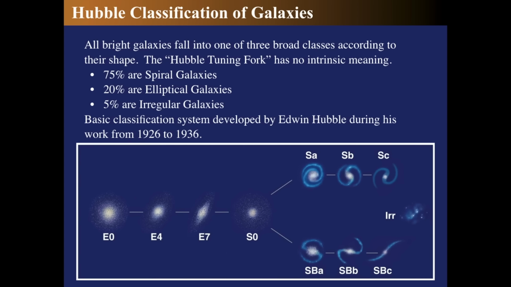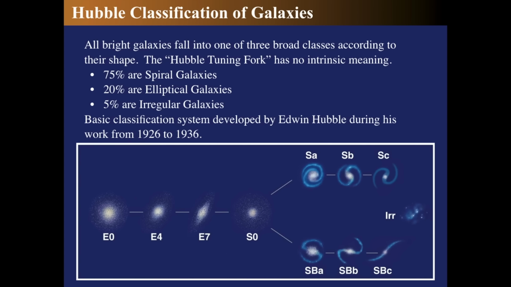Hubble, during his work in 1926 to 36, once he started really going to town with that 100-inch telescope at Mount Palomar, he took numerous photographs of the night sky, made amazing discoveries, and found that the bright galaxies in the sky, we're talking the bright galaxies now, fall into three broad classes according to shape. So he simply took photographic visual surveys of them and determined their classes according to shape.